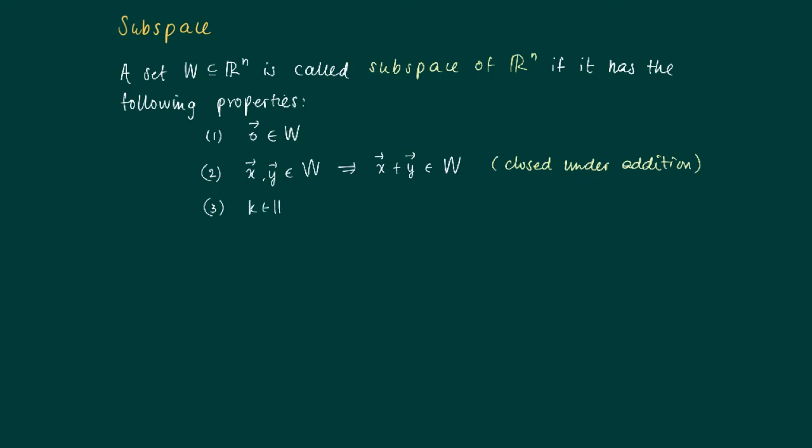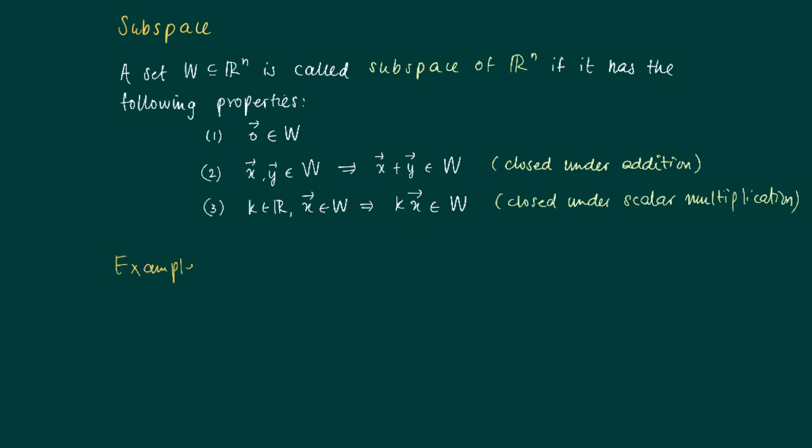The third and final characteristic: take any scalar k and a vector x in W, then k times x also belongs to W. So similar to what has been said before, this can be considered as closedness under scalar multiplication. If we have a vector x, then k times x also belongs to W. So we stay in the set. It's closed in this sense.